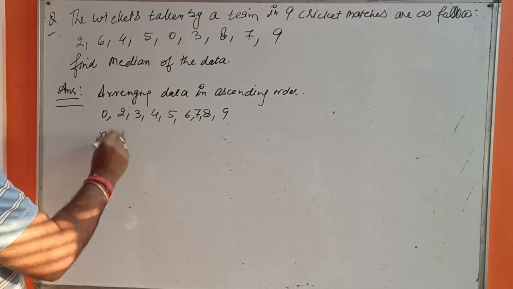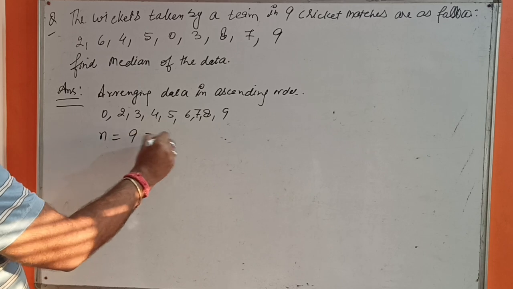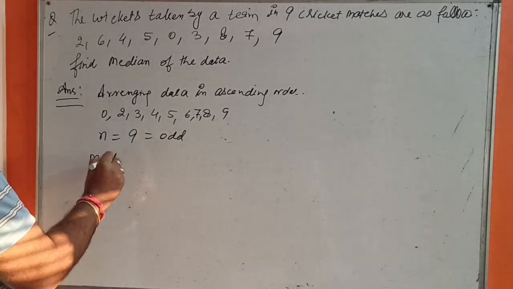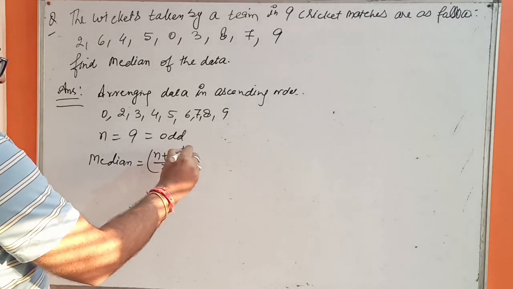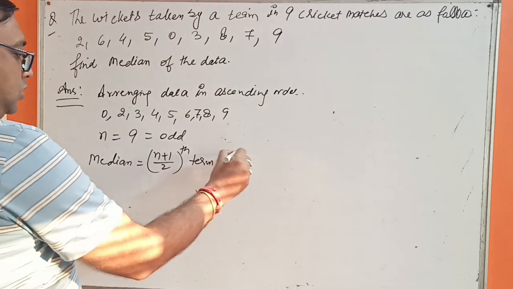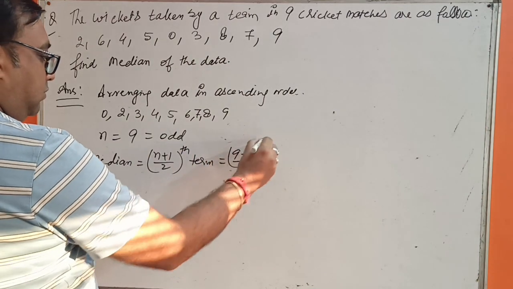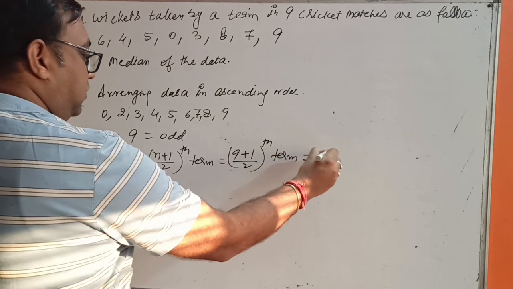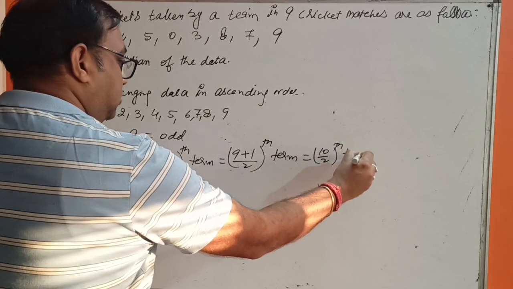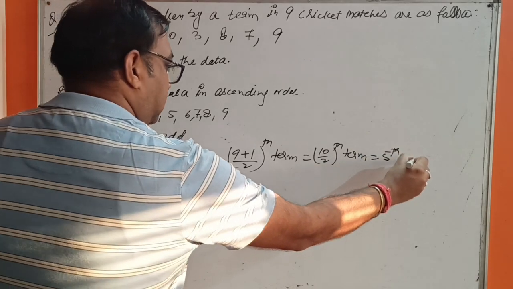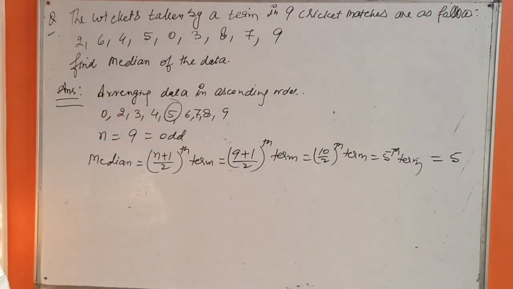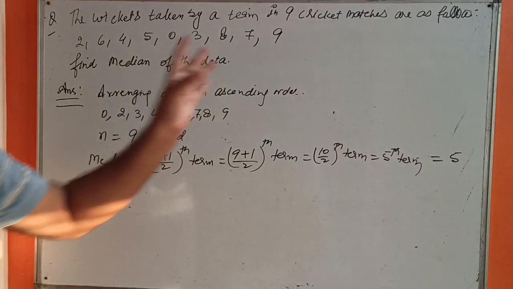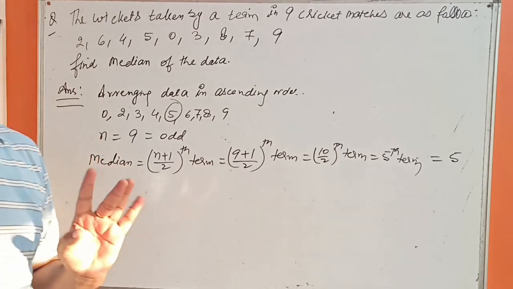So the number of terms is 9, and 9 is odd. So the median is equal to the (n plus 1) by 2th term. As discussed, n is 9, so (9 plus 1) by 2th term, which is 10 by 2th term, so it is the 5th term. So what is the 5th term? This is 5. So 5 is the median of the data. That is, from this we can say a team can take 5 wickets in a match.